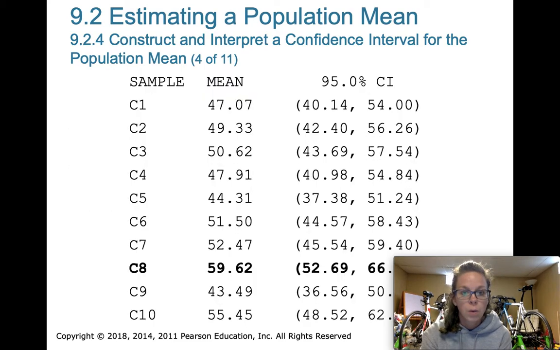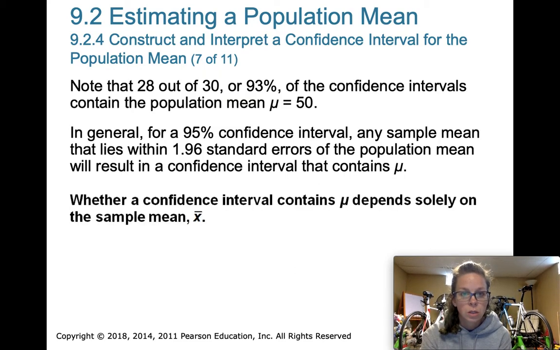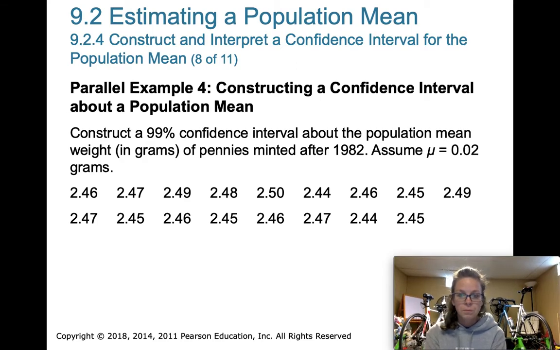So we're going to go back to that penny problem, and we're going to find a confidence interval. So we're going to construct a 99% confidence interval for the population mean, and we're going to assume it says mu of 0.02, but it doesn't mean actually mu, because that wouldn't make any sense. It means standard deviation.